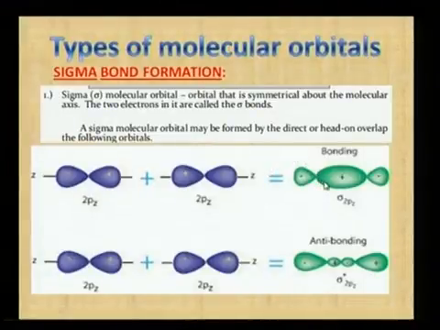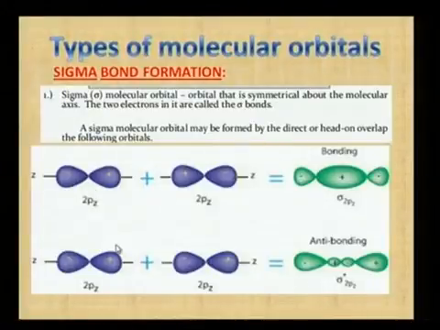As we already know, sigma bonding molecular orbital has increased electron density, lower energy and greater stability, whereas sigma anti-bonding molecular orbital has a node between the two nuclei and it has greater energy and lower stability. In simple terms, sigma molecular orbital means it involves head-on overlapping.